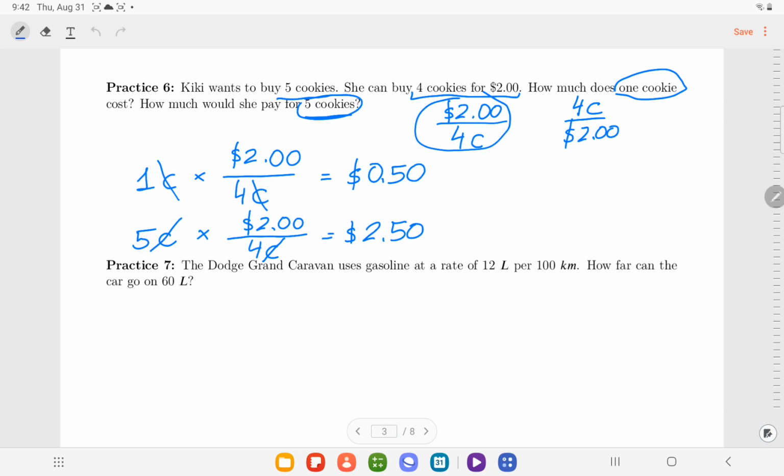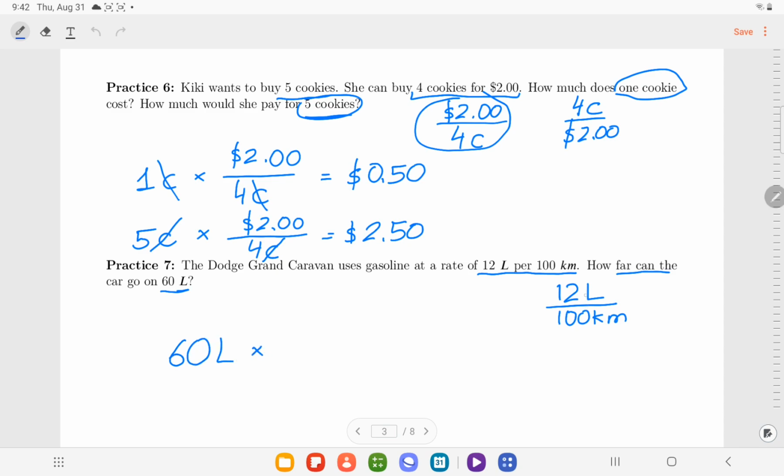And let's try one more question. The Dodge Grand Caravan uses gasoline at the rate of 12 liters per 100 kilometers. So we have 12 liters per 100 kilometers. How far can the car go on 60 liters? Okay, so we start with 60 liters.